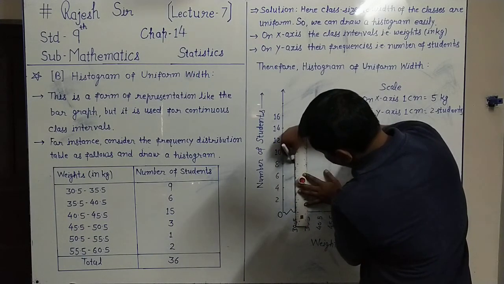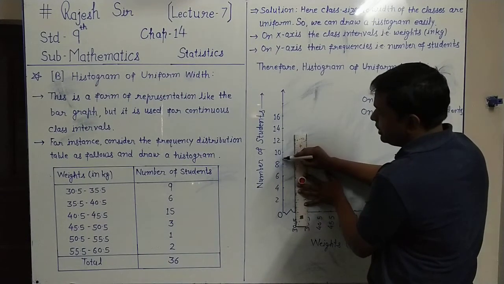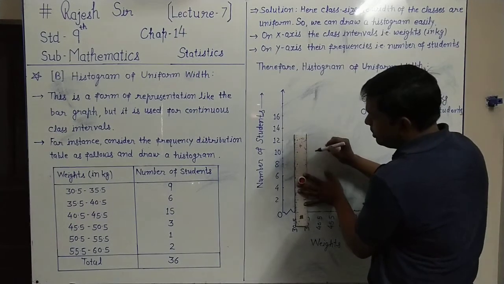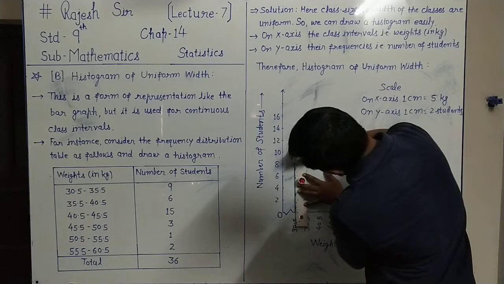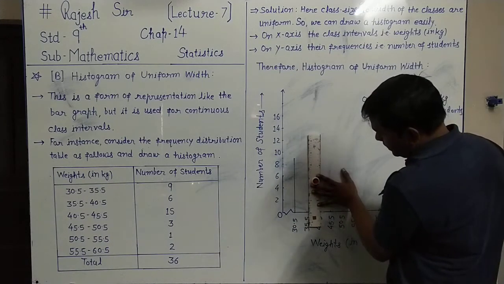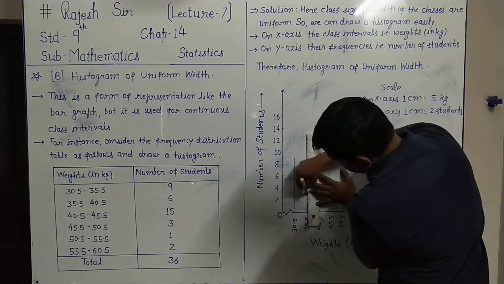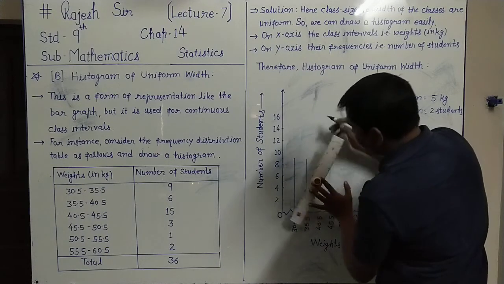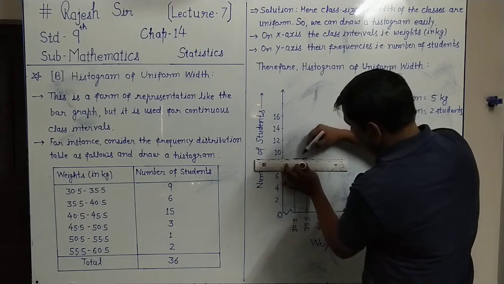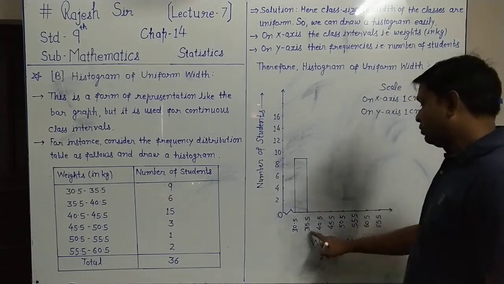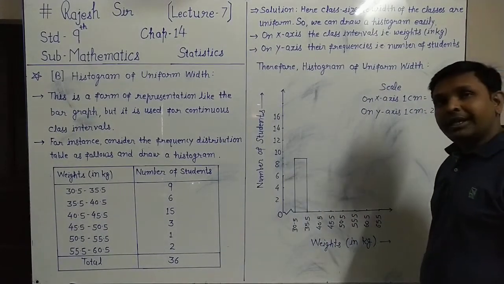And how to show 9, that you understand now. As you have taken at 8 and 10 between 1 centimeter, so between half of this 8 and 10, the 9 will be there, that you have to understand. So half of this will be here up to this height. Okay, and this height is also the same for the bar. This way the rectangle we will form of 9 height to show the weight of the students, 30.5 to 35.5 kilograms. Students are 9 students. This is the one rectangle we have shown.